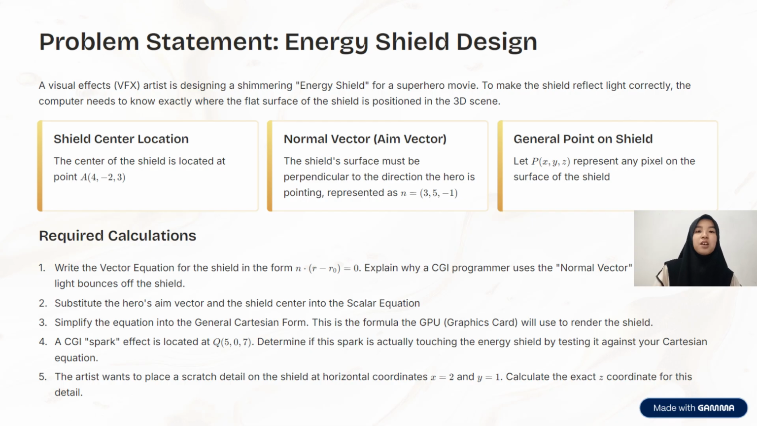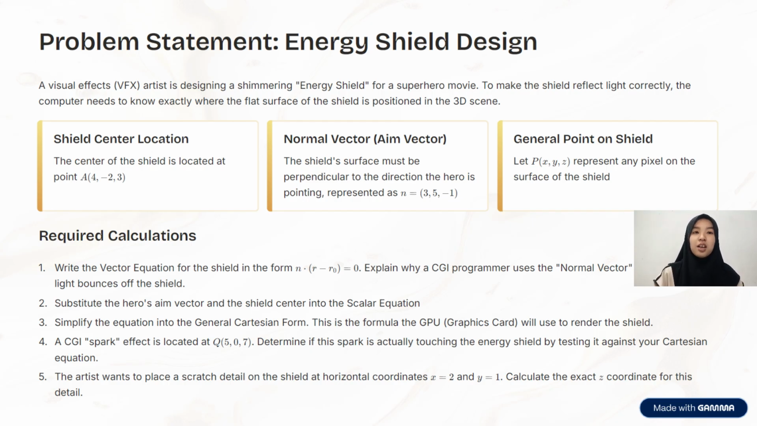Okay, the first one, we need to write the vector equation for the sheet in the form of n multiplied by (r minus r naught) equal to 0, and explain why a CGI programmer uses the normal vector to determine how light bounces off the sheet. So from the given information, we need to write the vector equation in the form of a dot product. Then we need to explain why the programmer uses the normal vector to determine how light bounces off the sheet.